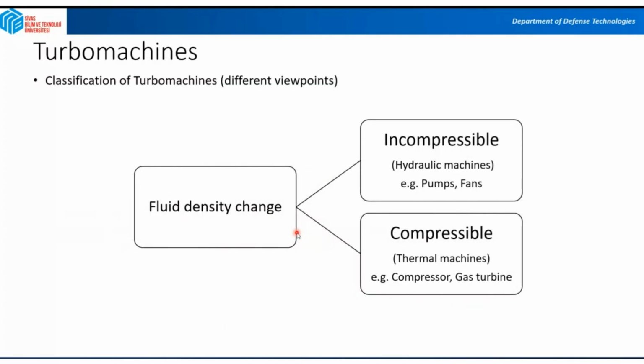From the viewpoint of fluid density change, you're familiar with density. So if a machine can change the density of the fluid, we call it a compressible machine. And if the fluid density is not changing, we call it an incompressible machine. As examples of incompressible ones, you have hydraulic machines like pumps and fans. And for the compressible ones, which we call thermal machines, we can give examples of compressors and gas turbines.